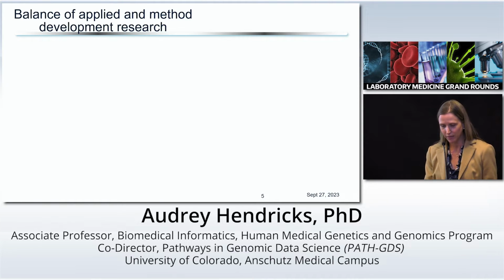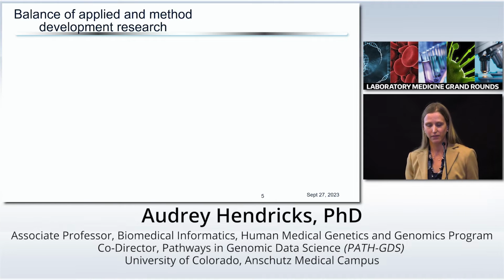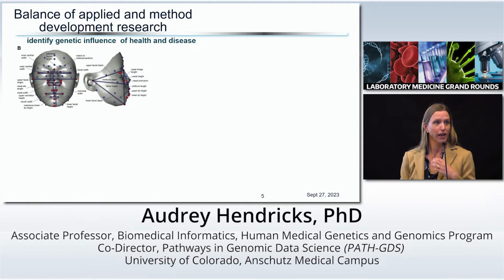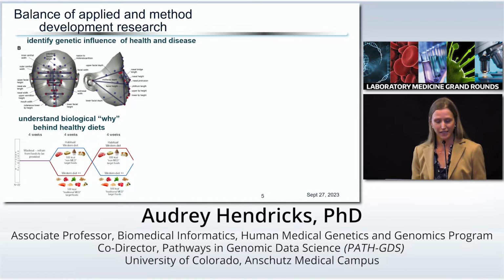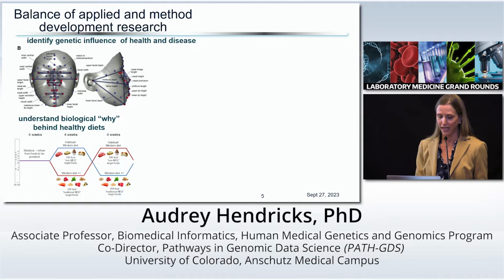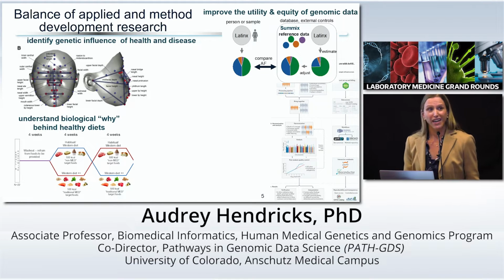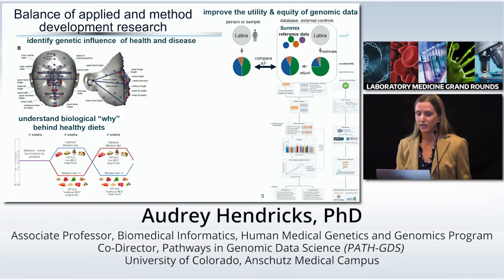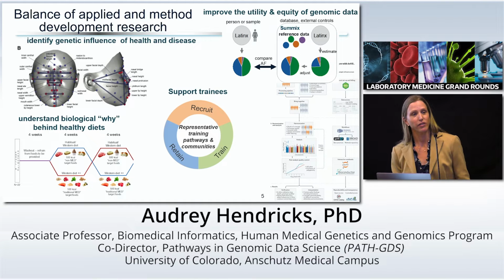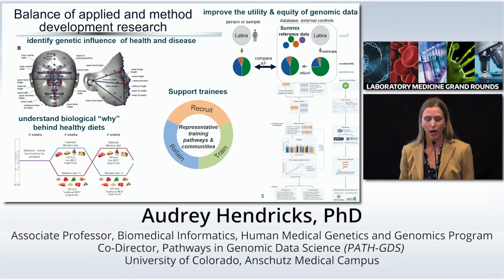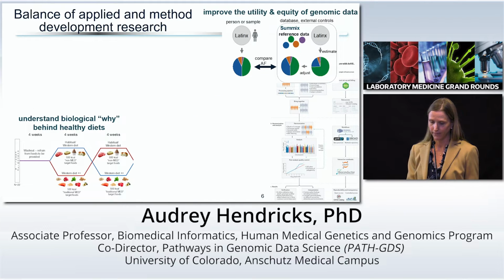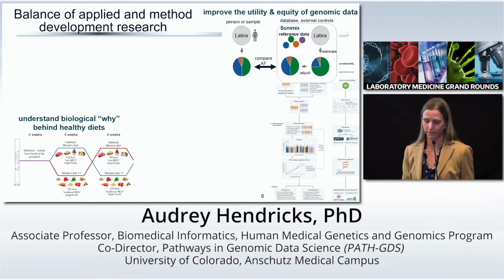So what does my team do? We do a balance of applied and method development research. So we get to work with a lot of wonderful collaborators to identify the genetic influence of health and disease, and to understand what I like to consider the biological why behind healthy diets. A lot of the work in our team in software and method development is to improve the utility and equity of genomic data. And more recently, we've been building pathways and pipelines to create a more representative group in our community. So today I'll focus on these two.